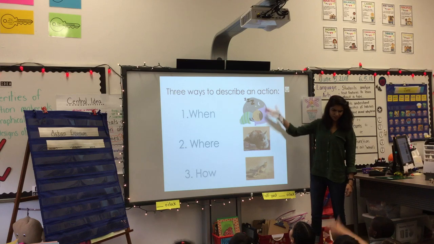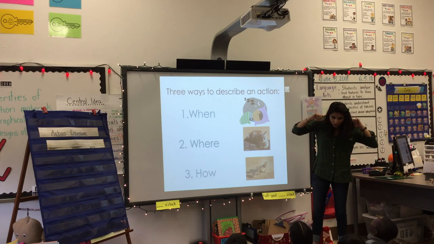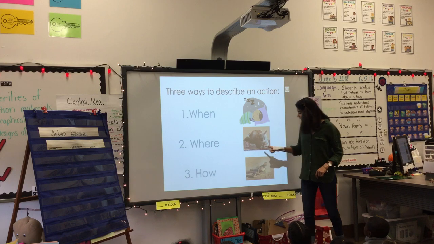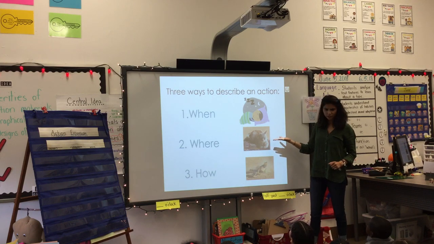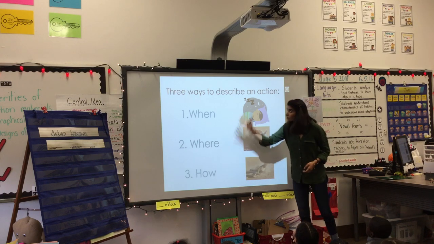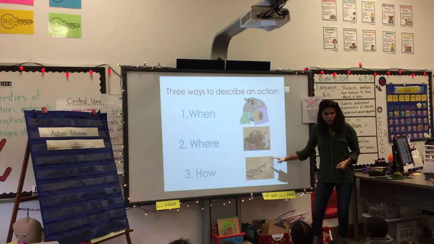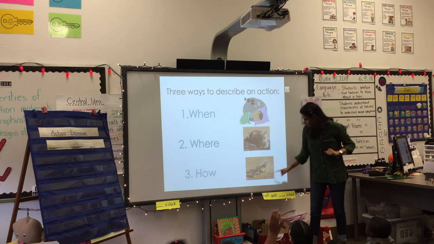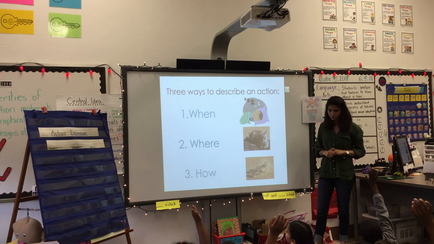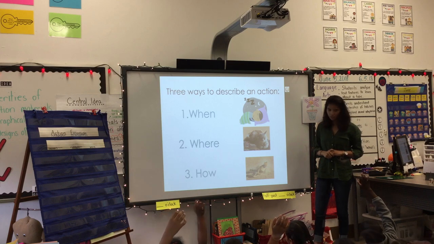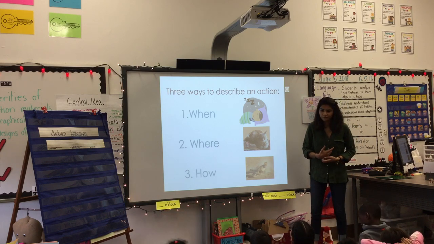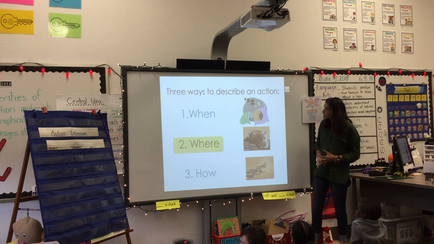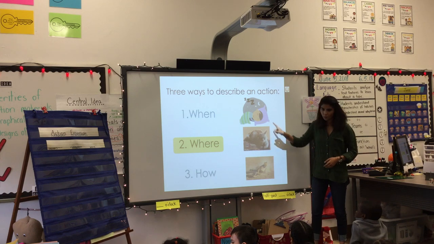When would this action be taking place? Go ahead. Nighttime. Where the action is taking place, where would we say this action is taking place? In a house, on a cushion. And we can also describe an action by how. How can we say, raise your hand for this one, this namer, how can we describe its action? Running fast. But today we're going to focus on expanding our actions with where. We're going to just focus on the where part to make our sentences longer.